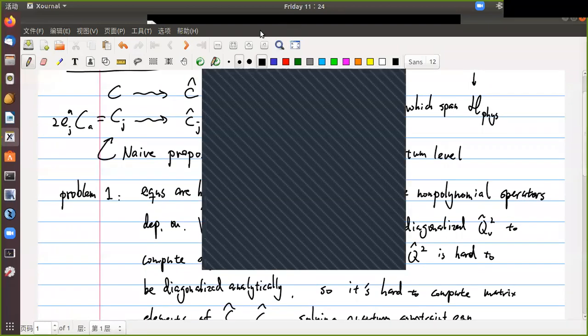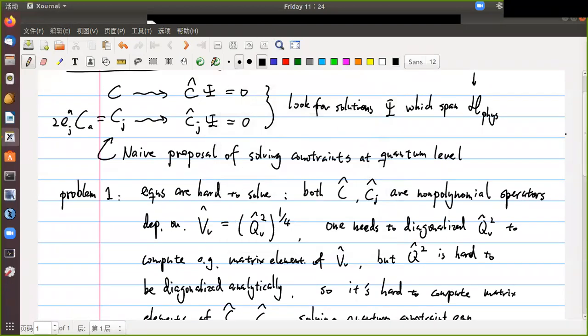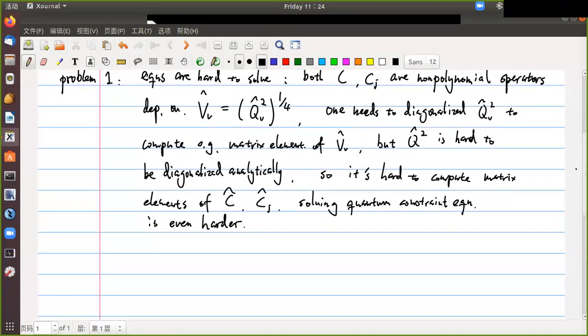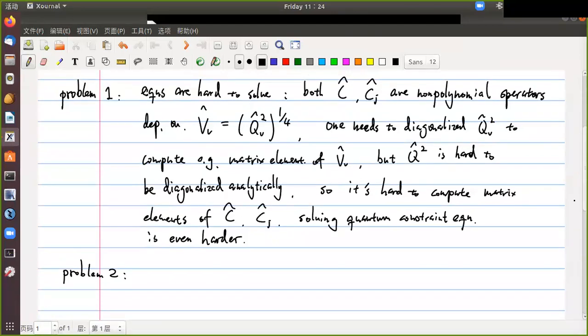So this is the first problem, and there is another problem, which is even more conceptual. Problem one is more or less a practical problem, but problem two is a conceptual problem, and it is the most important part of this lecture. Problem two is called quantum anomaly.